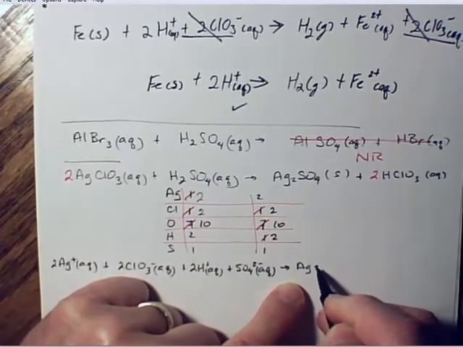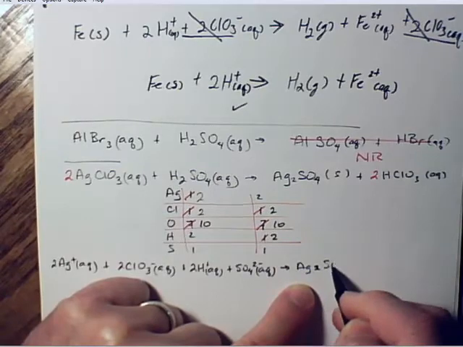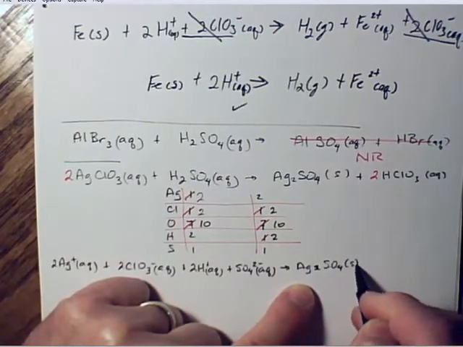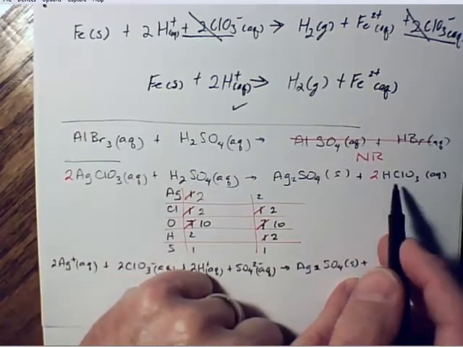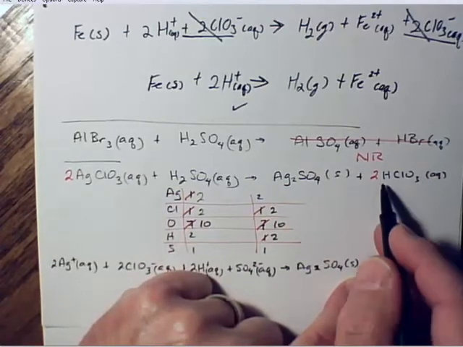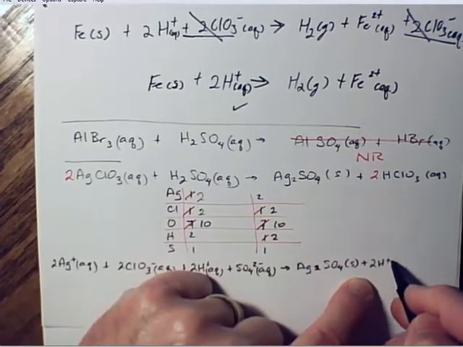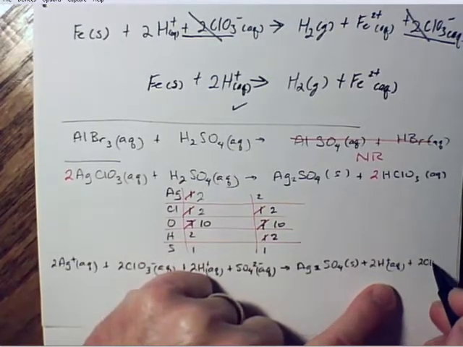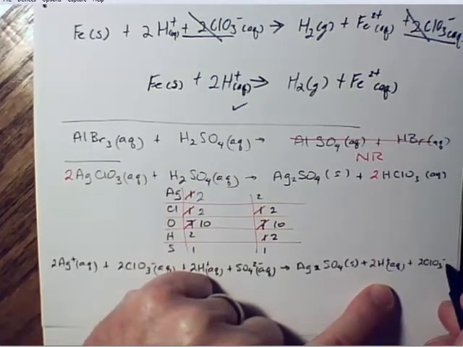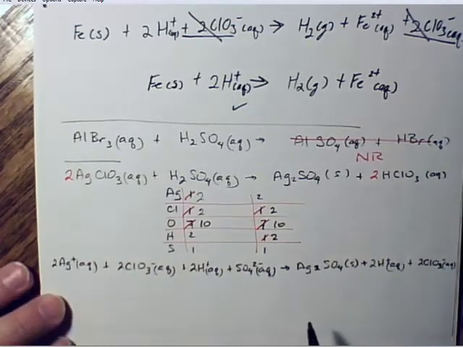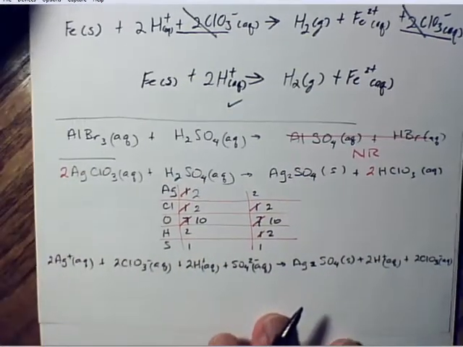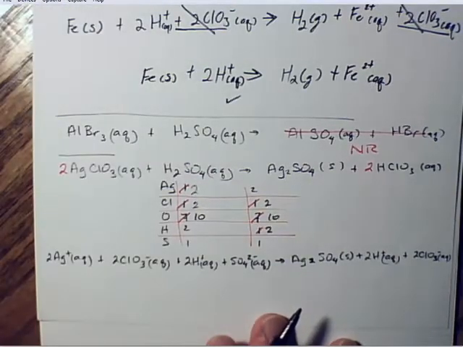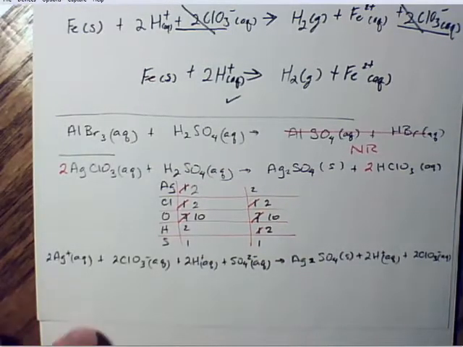The solid doesn't change. We leave it exactly the same. We don't split it up. This is an ionic compound, or actually it's an acid. We have 2 hydrogens here, 2 hydrogen ions, and we have 2 chloride ions. All right. Now the net ionic equation then rewrites this equation, but only with the things that change.